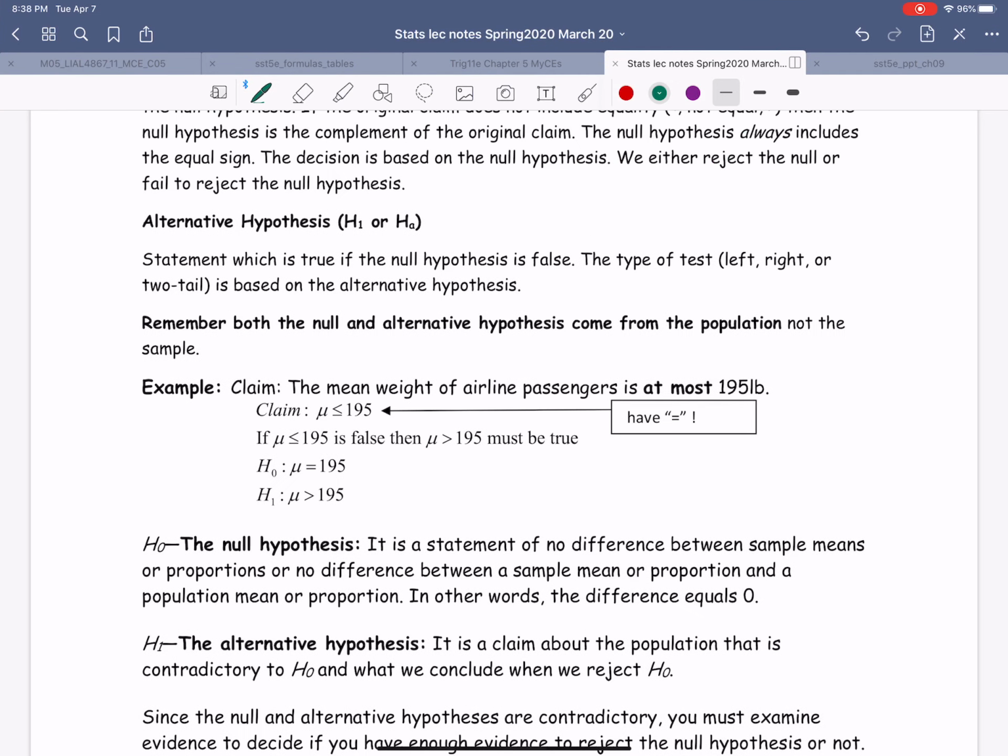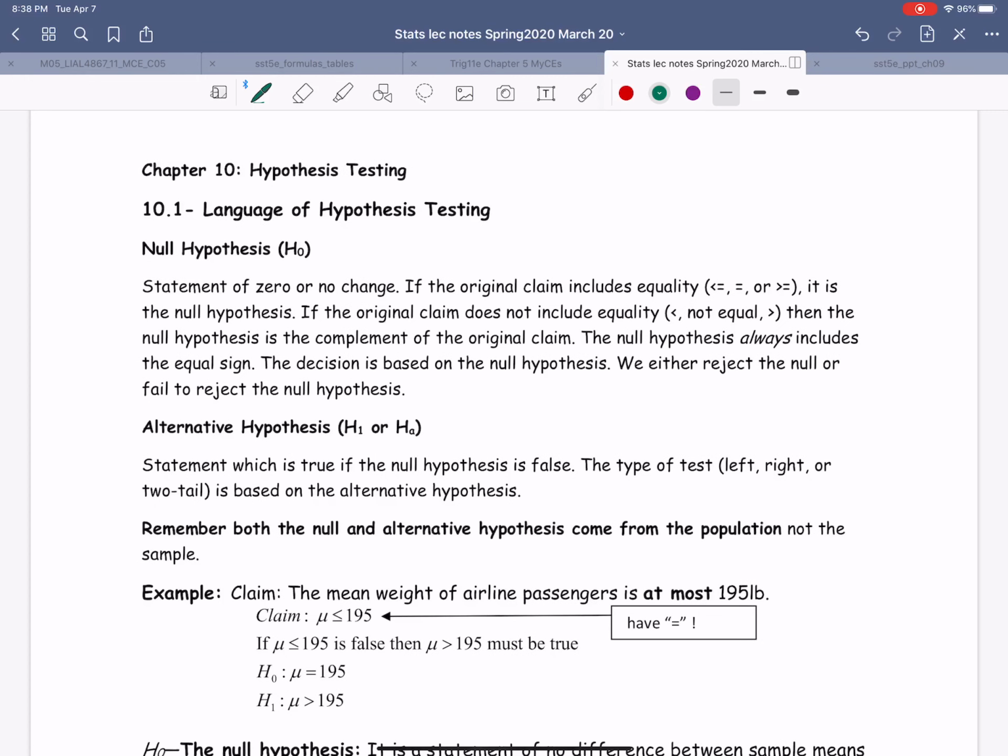This video is on Chapter 10, Hypothesis Testing, Basics of Hypothesis Testing, or Language of Hypothesis Testing. Null hypothesis H0. Null hypothesis is always denoted by H0. This is the statement of zero or no change. That simply means nothing has changed from what was observed in the past.